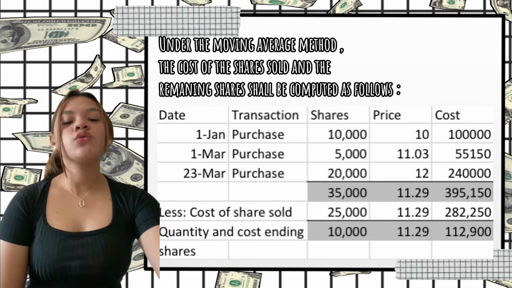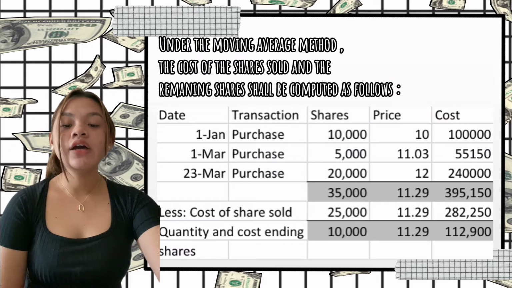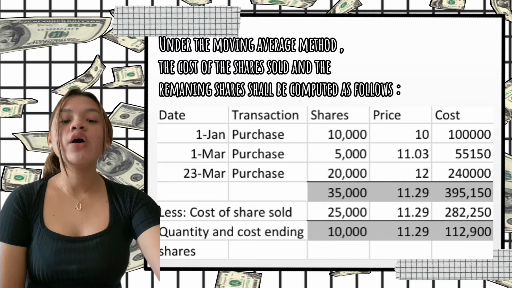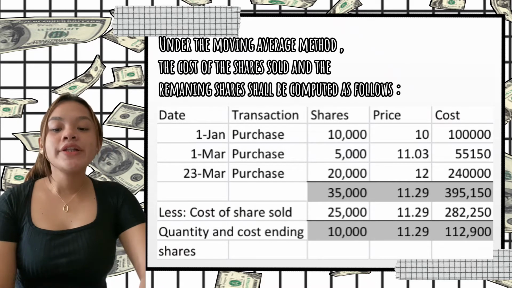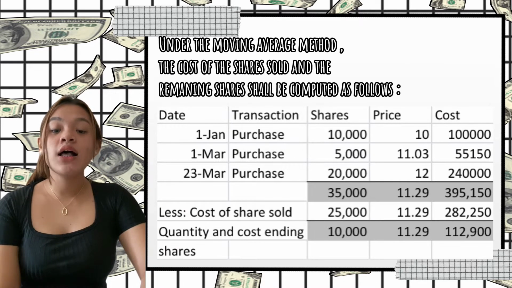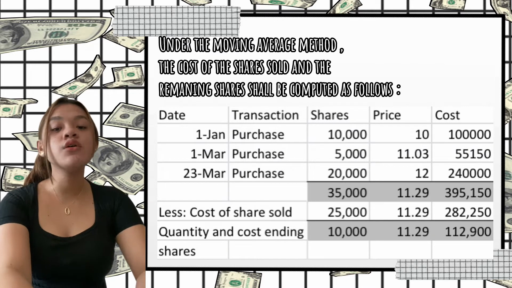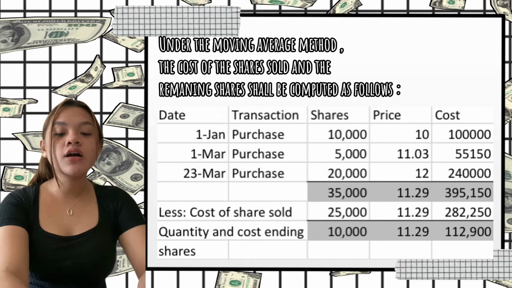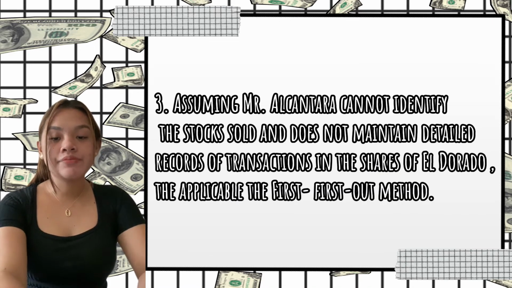So where do we get the 282,250? To get the 282,250, we're going to multiply 25,000 by 11.29. Note that the average unit cost is equal to 395,150 divided by 35,000, which is equal to 11.29. Under the moving average method, the average unit cost of the stock is determined after every purchase. So the cost of ending shares can be computed as 10,000 times 11.29.